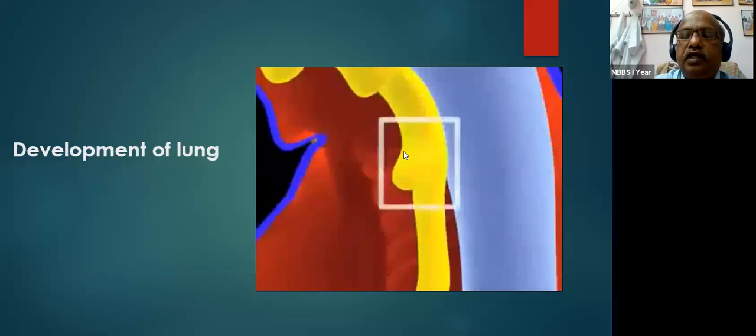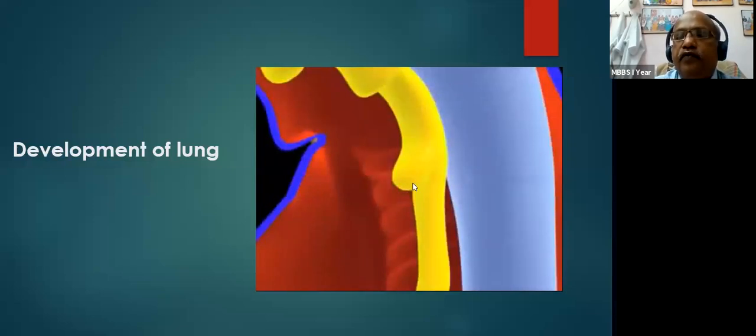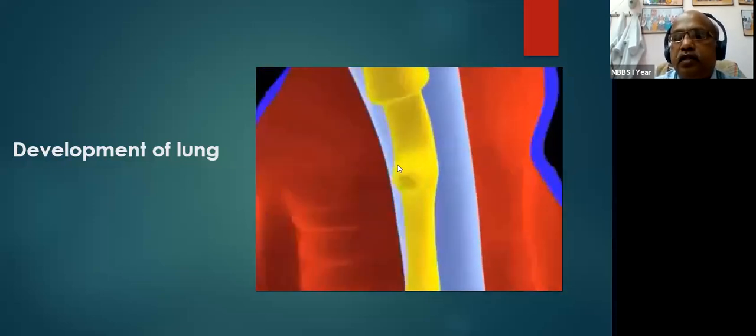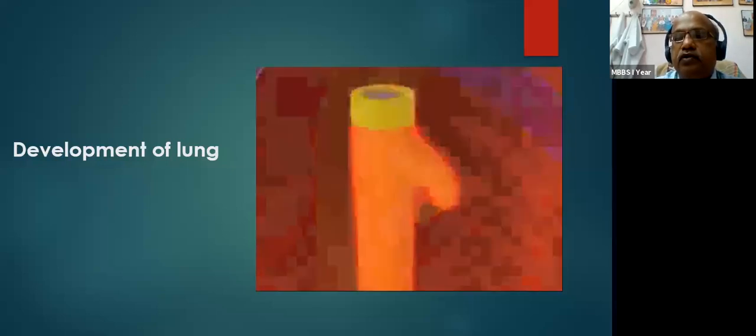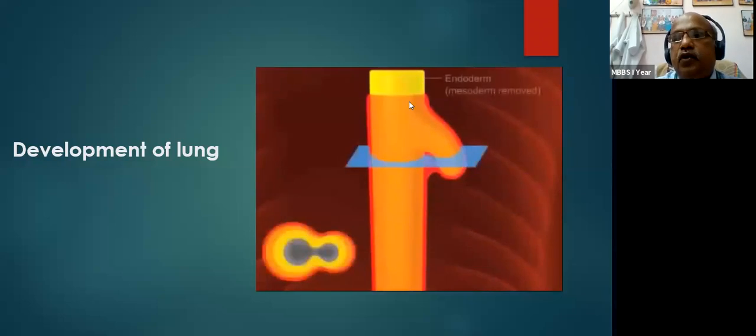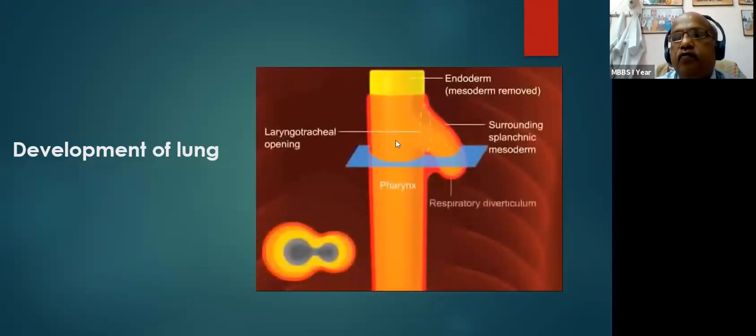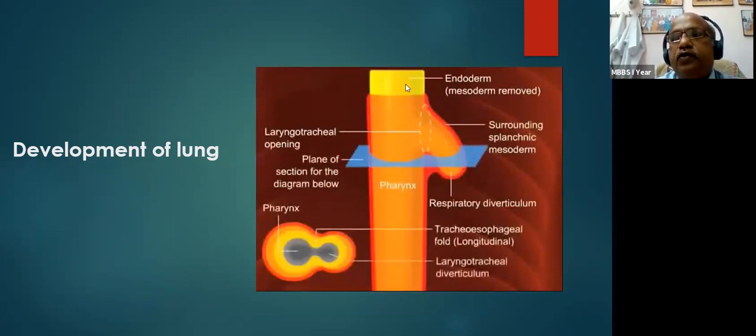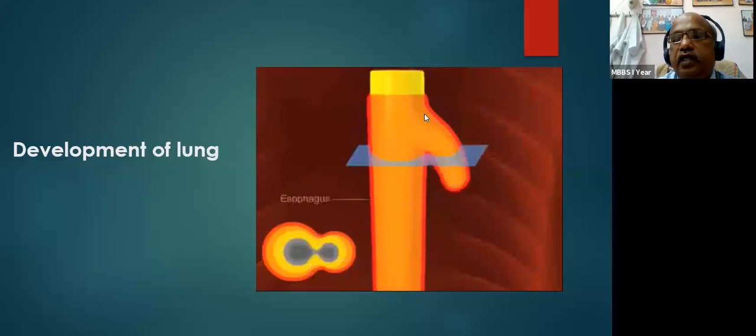Now you see, this is the respiratory diverticulum, a ventral outgrowth. Note that it is the ventral outgrowth. Now you see that this is endoderm. This is your mesoderm, the splanchnopleuric layer of mesoderm covering the endoderm. Here the mesoderm is removed to show only the endoderm. So this is the laryngeal inlet.